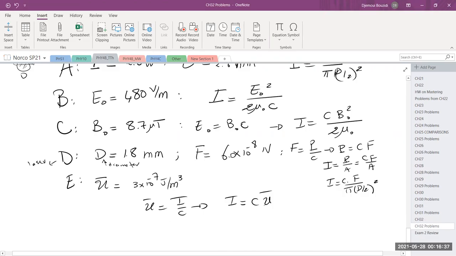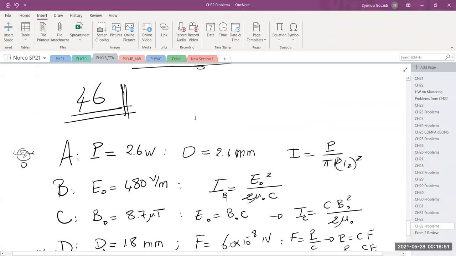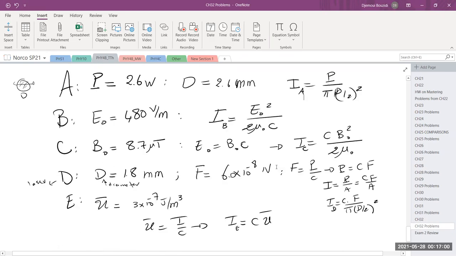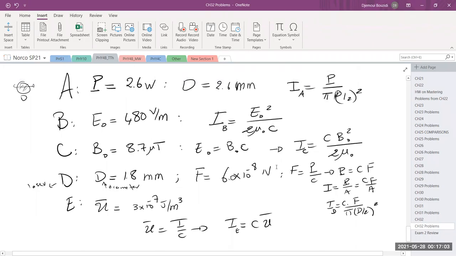So now, imagine with me that I found IE for laser E, I found ID for laser D, IC for laser C, IB for laser B, and finally I have found IA for laser A. It's not hard for me to compare to see which one is more intense and the least intense. Does this make sense? This problem? Yes. Just plugging the numbers. Make sure you're working in SI though.